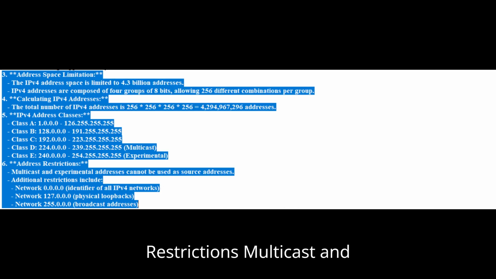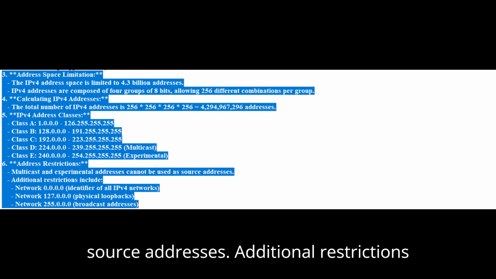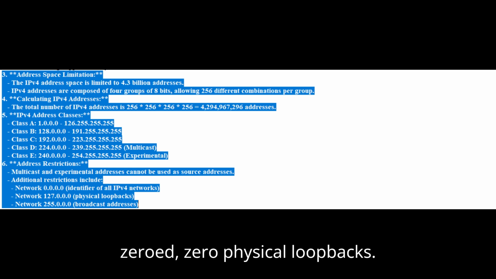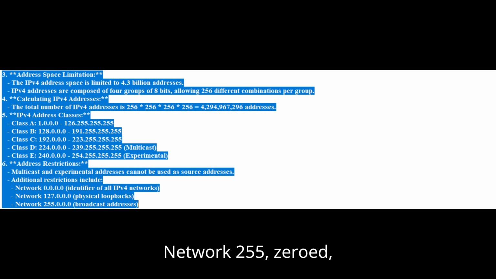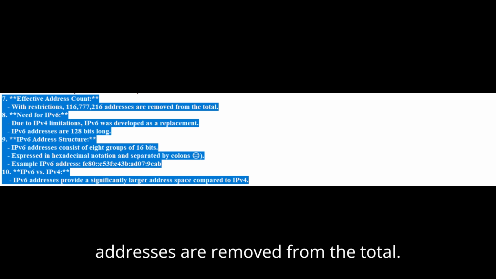6. Address restrictions. Multicast and experimental addresses cannot be used as source addresses. Additional restrictions include network 0.0.0.0, identifier of all IPv4 networks. Network 127.0.0.0, physical loopbacks. Network 255.0.0.0, broadcast addresses. 7. Effective address count. With restrictions, 16,777,216 addresses are removed from the total.